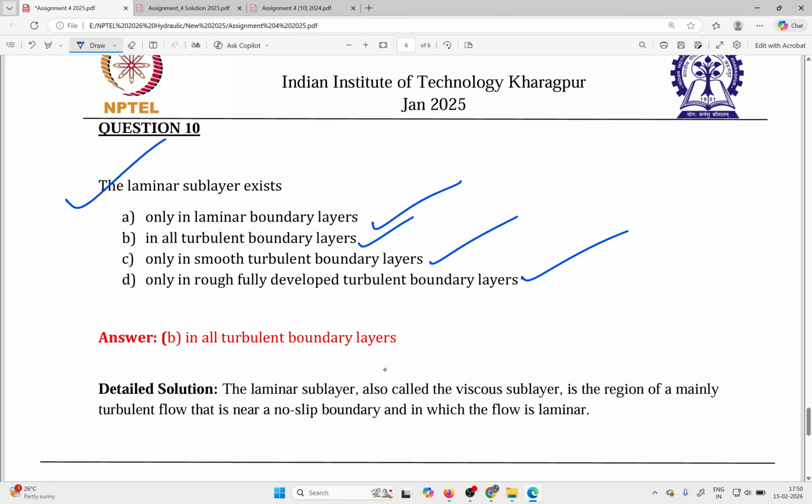In a turbulent boundary layer, you will observe one laminar sublayer thickness. The laminar sublayer, also called the viscous sublayer, is the region of mainly turbulent flow near a no slip boundary in which the flow is laminar. So where will you observe it? In the laminar, then transition, then turbulent. In turbulent flow you will observe the laminar sublayer thickness here.